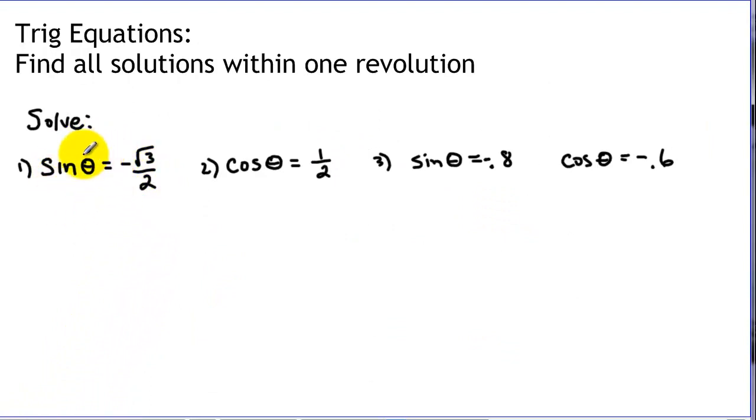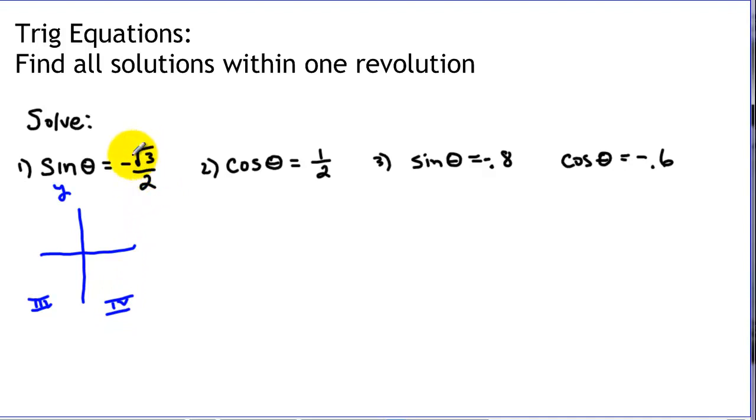Again, we are looking for all the solutions within one revolution. So if we work this problem here, we know a couple things. We know here the sine of theta is negative. So that tells us that we are in, if we look at here, remember the sine is the y-coordinate. So y values are negative in the third quadrant and the fourth quadrant. So we want two answers, a third quadrant answer and a fourth quadrant answer.